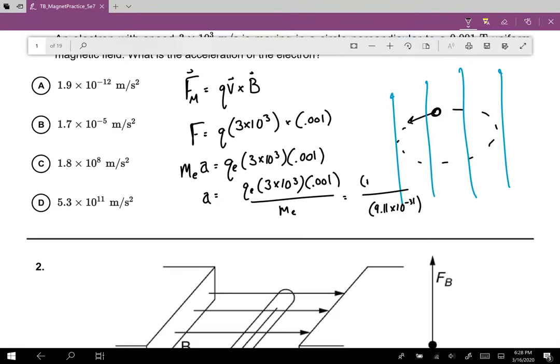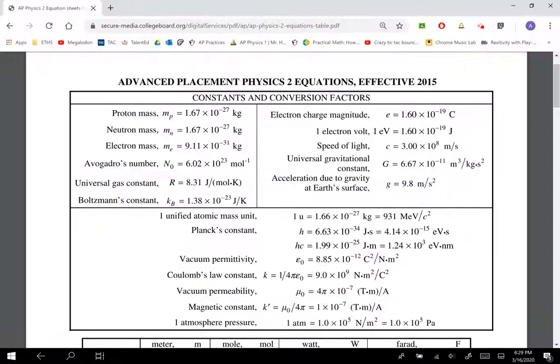Let's plug that in. 1.60 times 10 to the negative 19th coulombs times 3 times 10 to the third times 0.001. All we have to do is plug that into our calculator. 1.6 e negative 19, times this, divided by 9.11 times 10 to the negative 31st. We end up with a very big number, but it starts with a 5, so I'm going to guess that it's D. All right, cool. I'll see y'all in the next one.